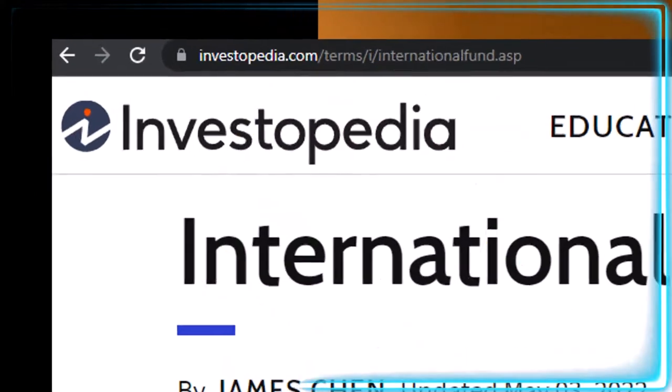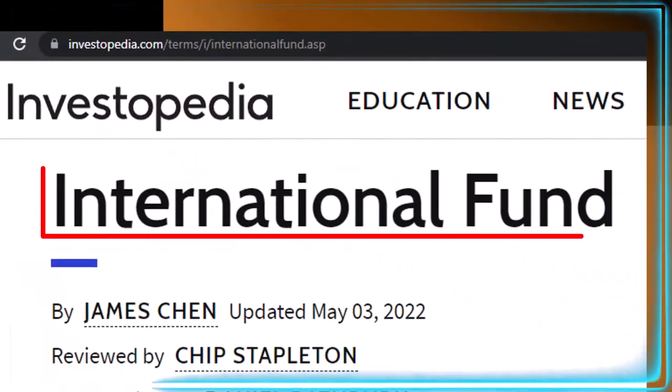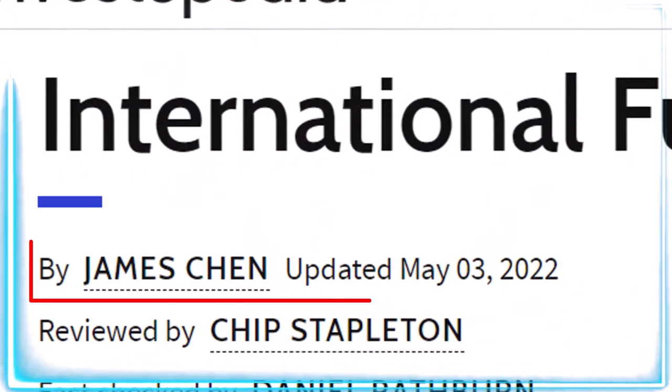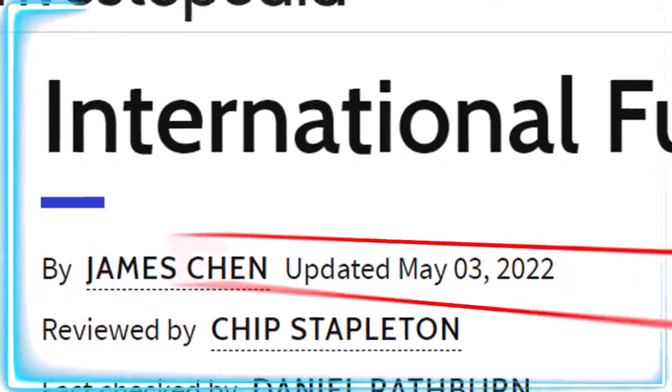Most of this information comes from Investopedia's International Fund article, which you can find online. Take a look at the references and resources, and continue your research from there. This one is by James Chen, updated May 3rd, 2022.